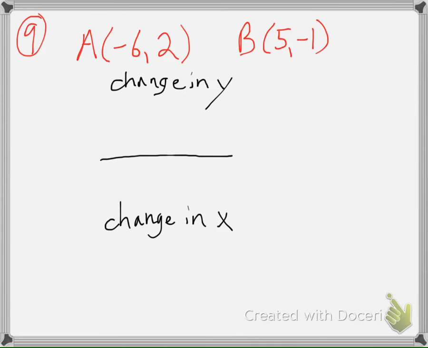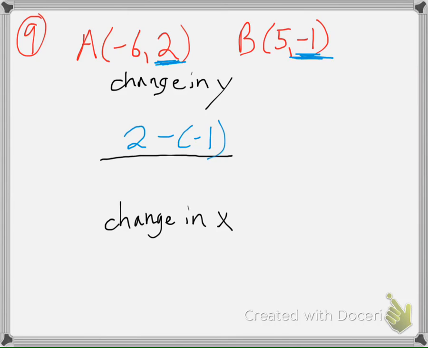So, what are our y values here? 2 and -1. So, I can put 2 minus -1, or I can put -1 minus 2. It doesn't matter. You can do the first y value minus the second y value, or the second y value minus the first y value.